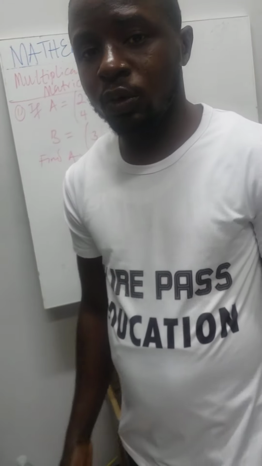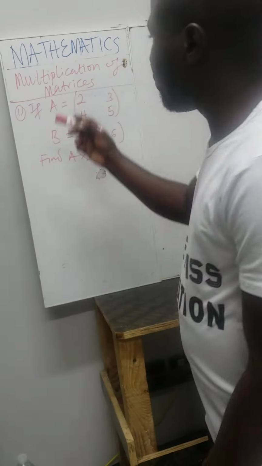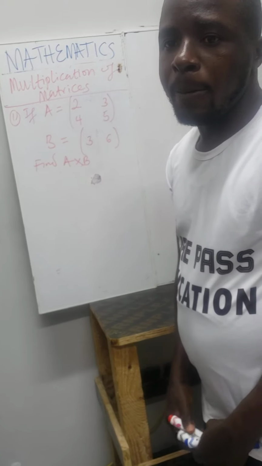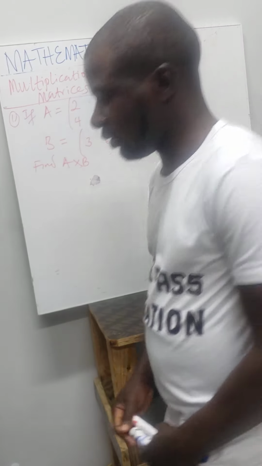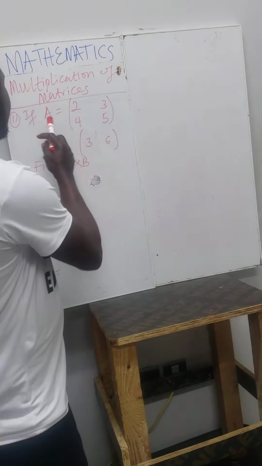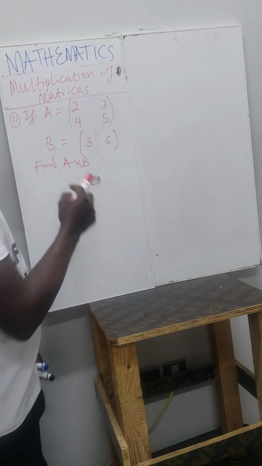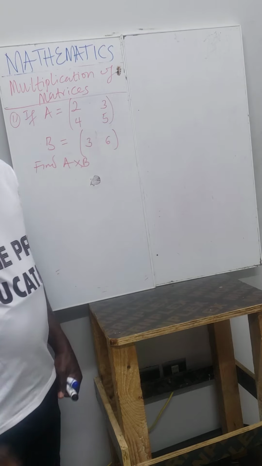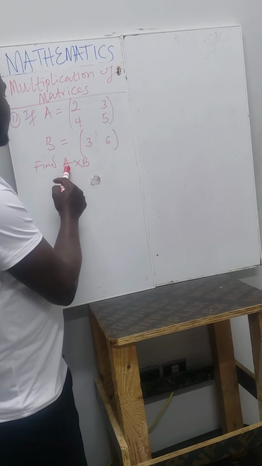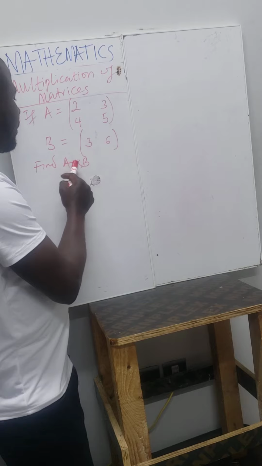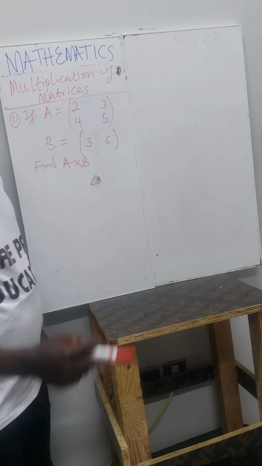In our class today, we shall be treating multiplication of matrices. Assuming we have matrix A to be 2, 3, 4, 5, and matrix B to be 3, 6, and we are asked to find matrix A multiplied by matrix B.